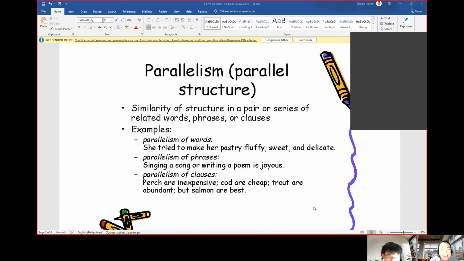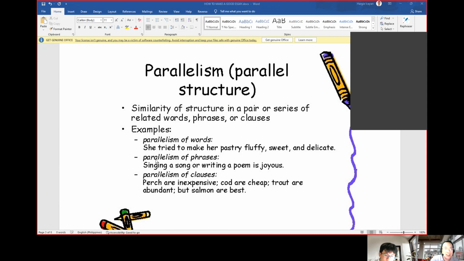When I say parallelism, the word itself, parallel, means it's the same in a series. It's a pair or series of related words. Not only words, but it could also be phrases. Not only phrases, it could also be a clause or clauses. But they have a relationship. It's a pair of related words, related phrases, or related clauses.